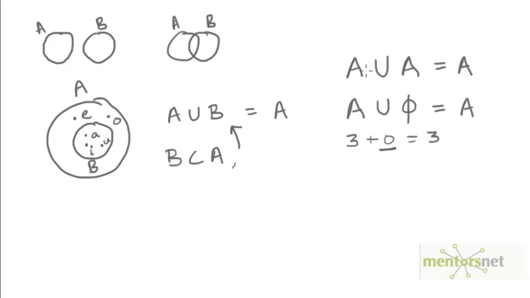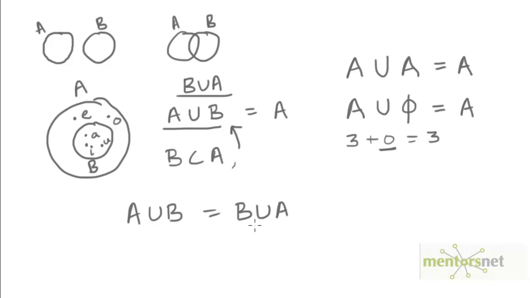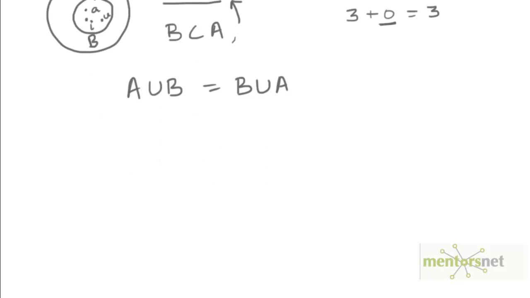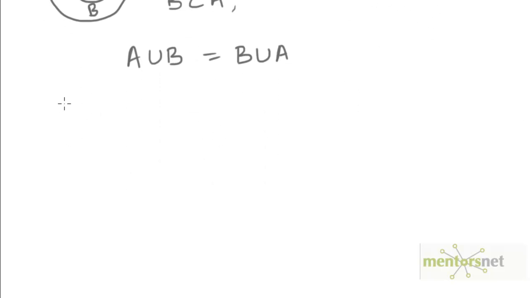Also note that it doesn't matter whether we write the union as A union B or whether we write it as B union A. The order in which you write the sets doesn't matter. So A union B is the same as B union A. We are just merging together the elements of both the sets, and it doesn't matter in what order we write the sets. Now the union operation can also be extended to multiple sets.